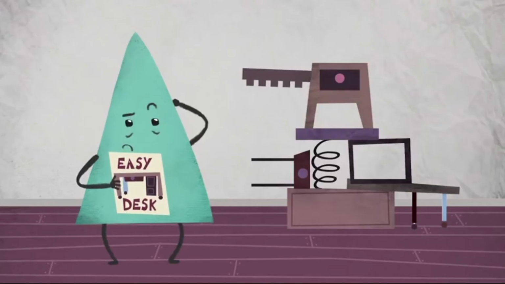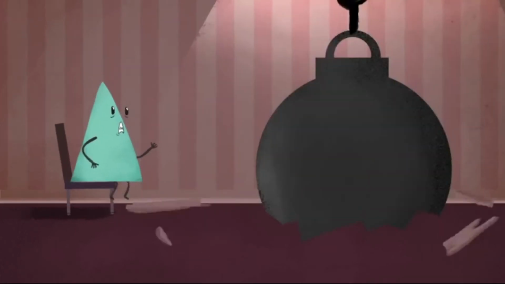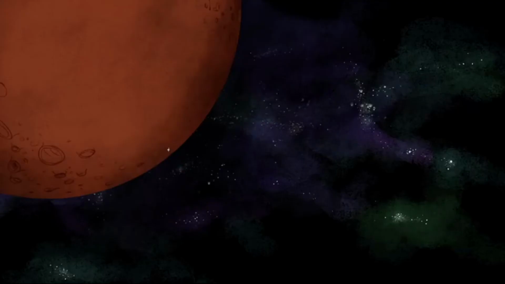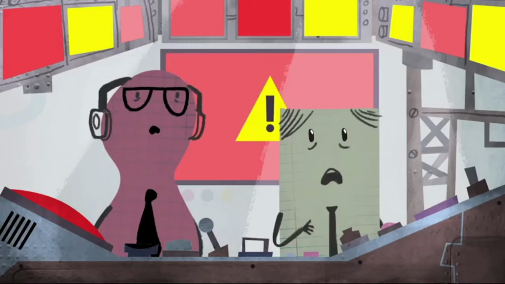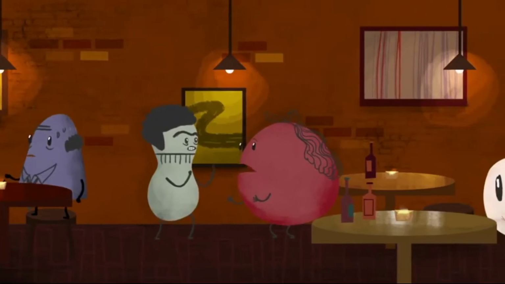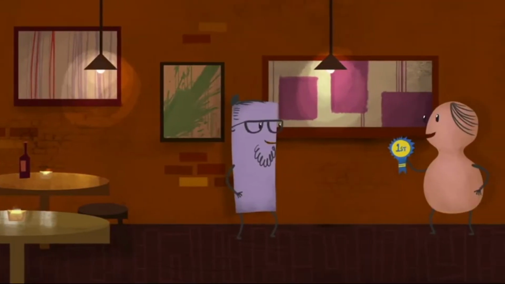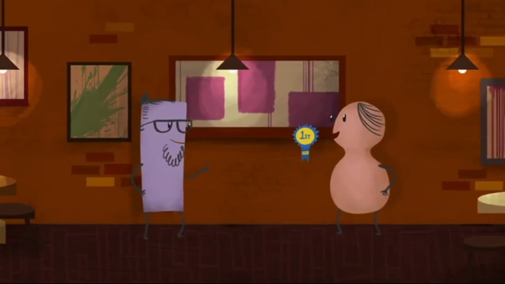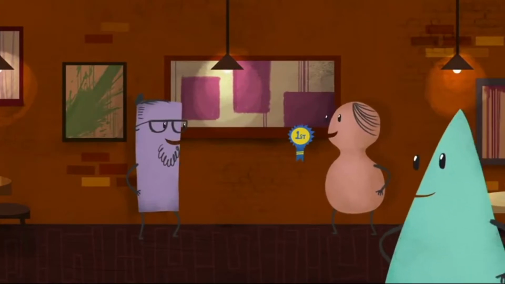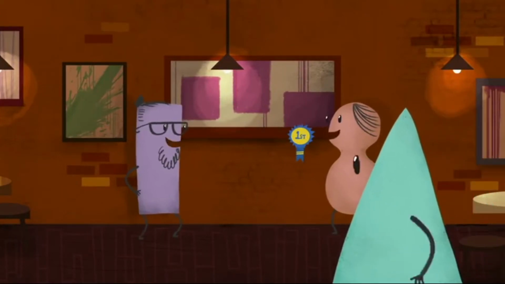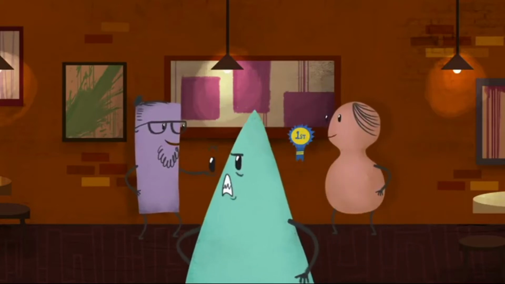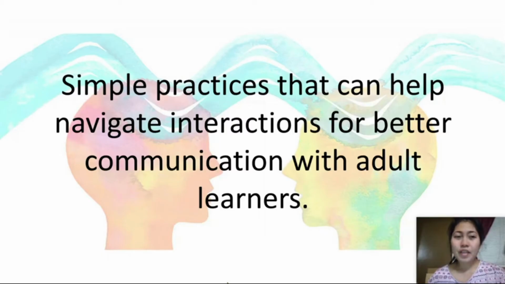It can lead to confusion, animosity, misunderstanding, or even crashing a multi-million peso jet into the surface of Mars. The fact is, even when face to face with another person in the very same room and speaking the same language, human communication is incredibly complex. But the good news is that a basic understanding of what happens when you communicate can help us prevent miscommunication. Here are some simple practices that can help navigate interactions for better communication with adult learners.